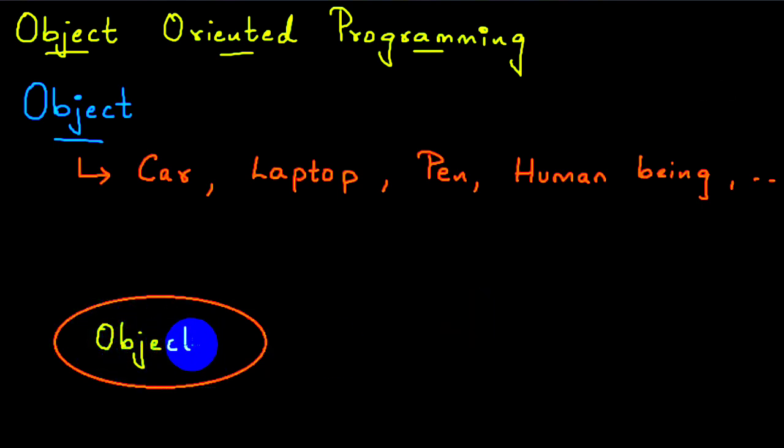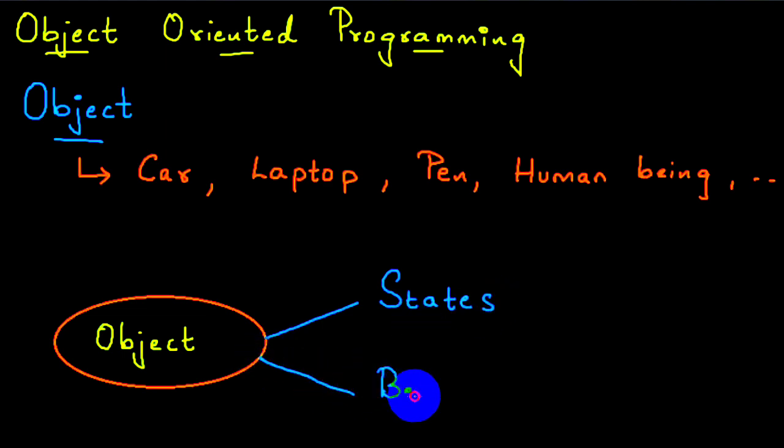So what are those properties categorized into, sir? Those properties are majorly categorized into two types. One is called states, and the other one is called behavior. Got the clarity here? Every object will have certain properties, and those properties are generally classified into states and behaviors.